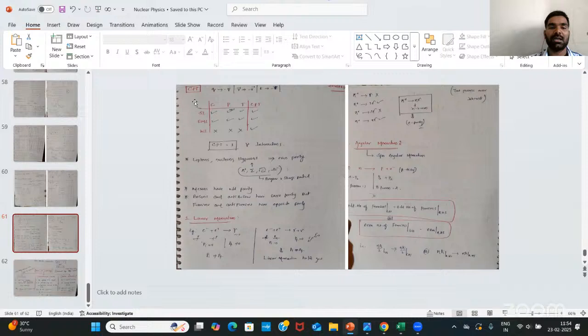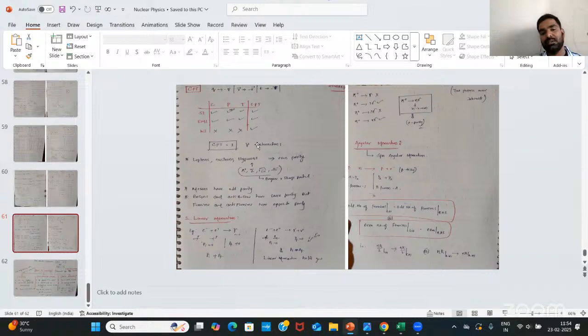Here we consider charge, parity and time. In the strong interaction, charge will be conserved, parity will be conserved, time will be conserved. In electromagnetic interactions, charge, parity, time and CPT are conserved. In weak interactions, C, P and T individually are not conserved, but CPT is conserved. CPT is equal to 1.